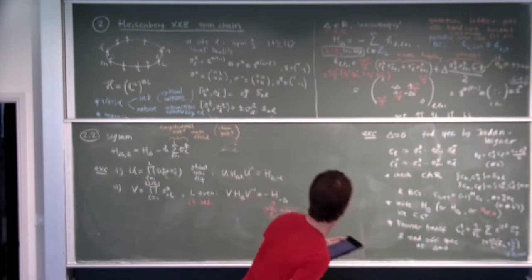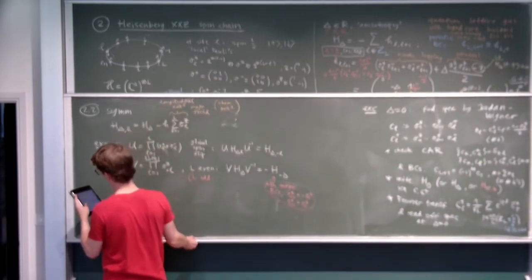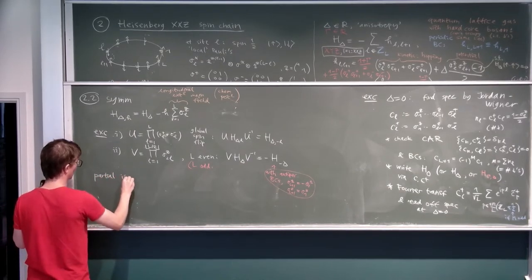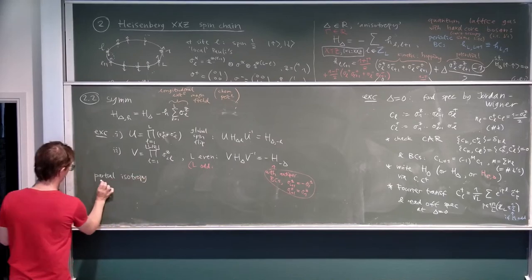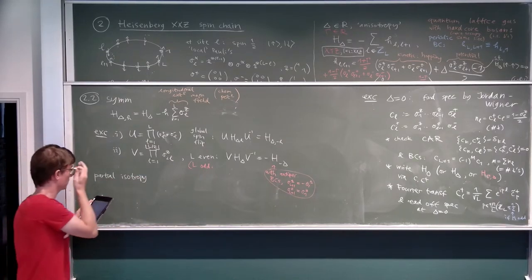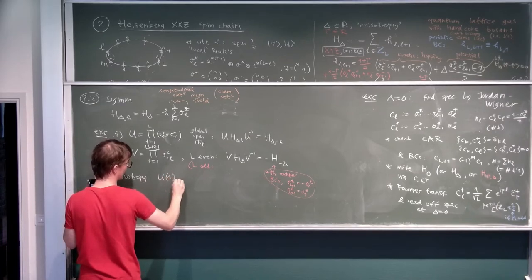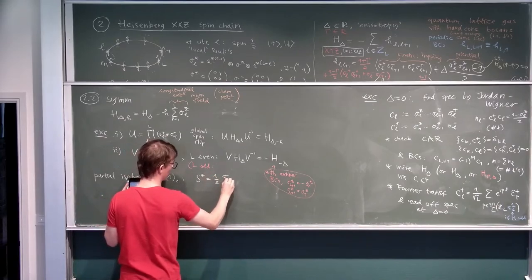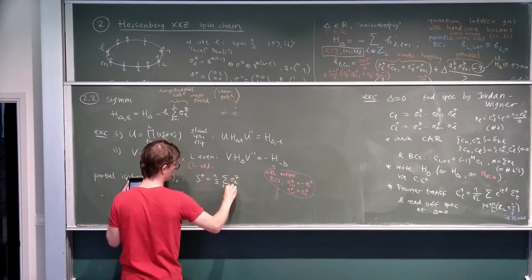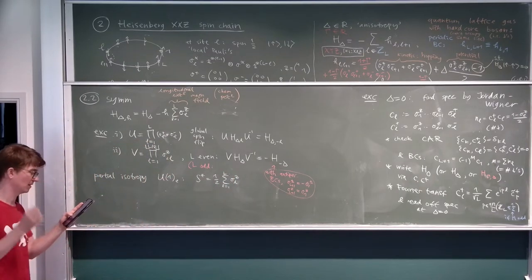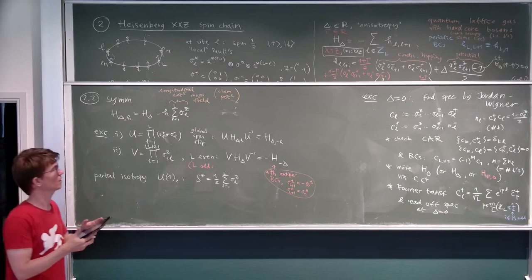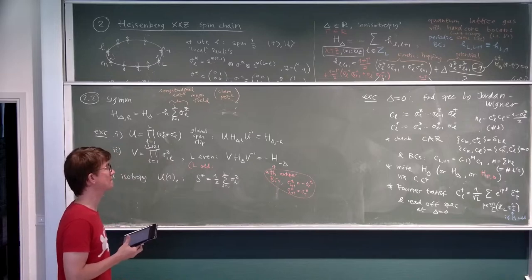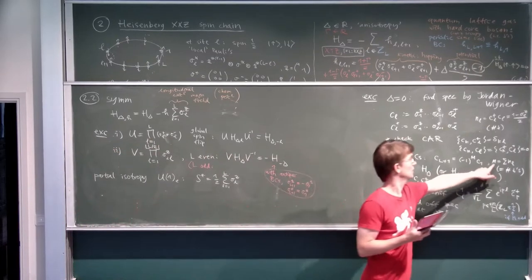All right. Next, more important, is what I call partial isotropy. So it means that we have a U1z symmetry. So define S z to be the sum of a half Pauli z at all sites. So this is really this magnetization operator, and it's closely related to this N that I had here.